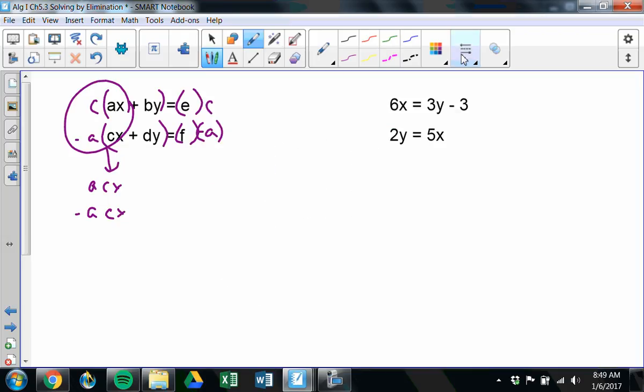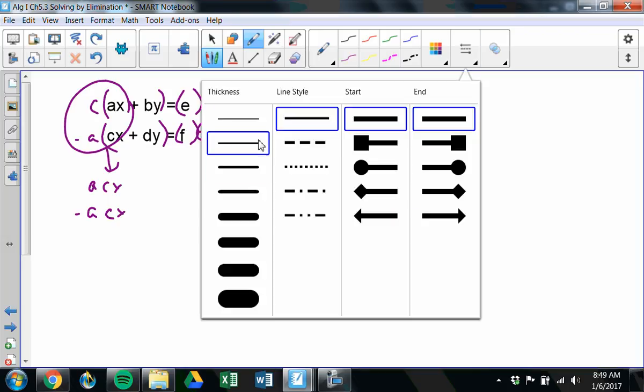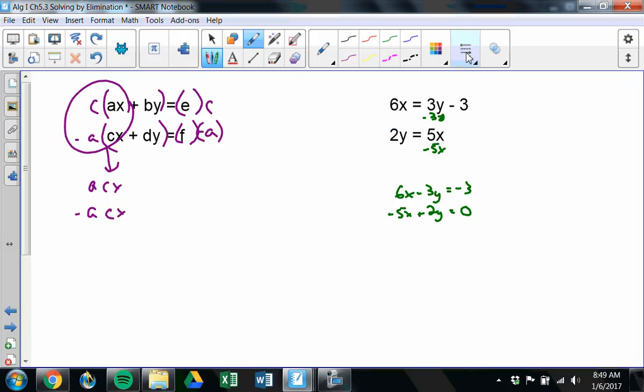If you have a problem where things aren't arranged in a way that's very convenient, just rearrange them. I'm going to subtract this 3y from both sides and subtract this 5x from both sides. So I get 6x minus 3y equals negative 3, and I get negative 5x plus 2y equals 0, and then this I would solve by elimination. I'd multiply the top equation by 5 and the bottom equation by 6. That would give me my 30s and negative 30s that I want to cancel, and I would go from there.